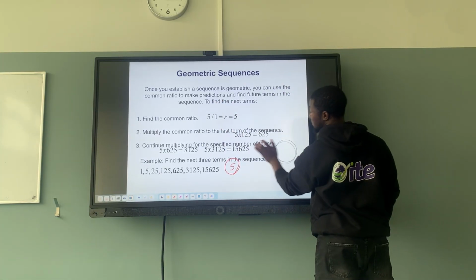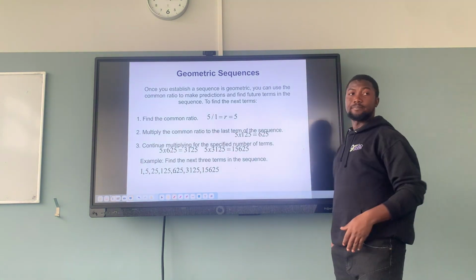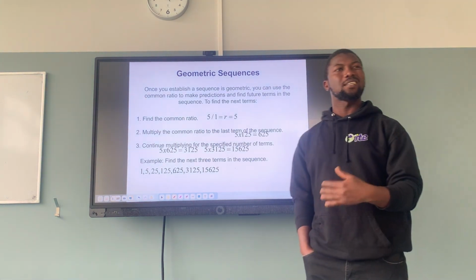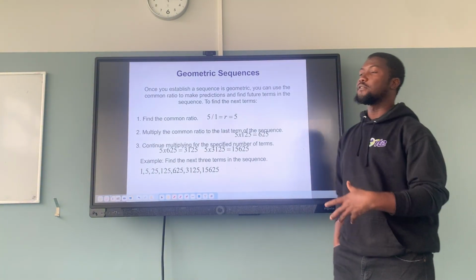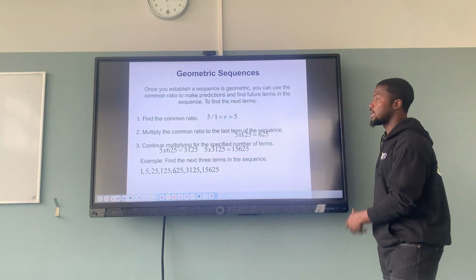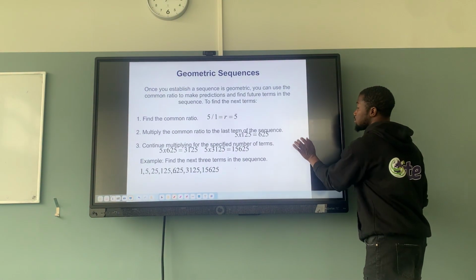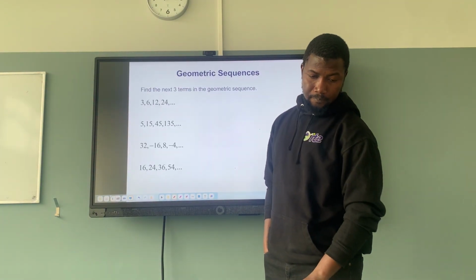Alright, the common ratio is 5. Multiply the last term by 5 to get the next one. If you get the next one, multiply it by 5 to get the next one to that. If you get the next one to that, multiply it by 5 to get the next one to that one as well. And that continues. Always multiply the common ratio by the last term to get the next term.